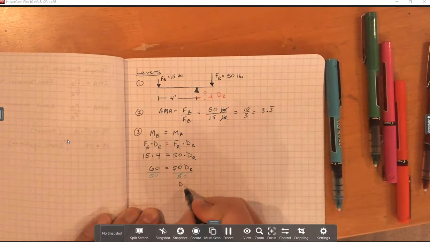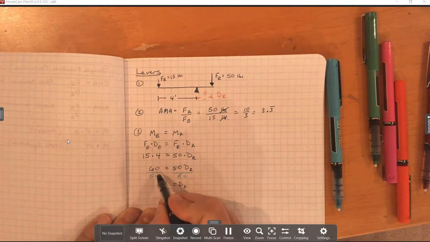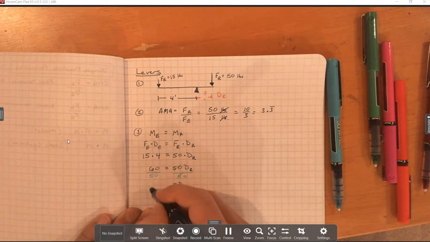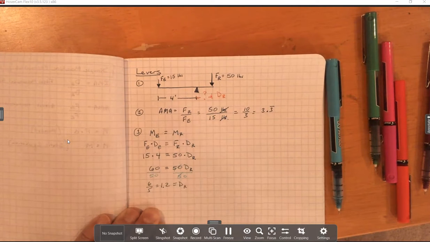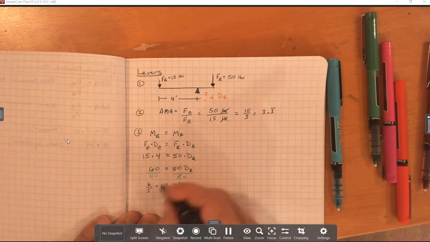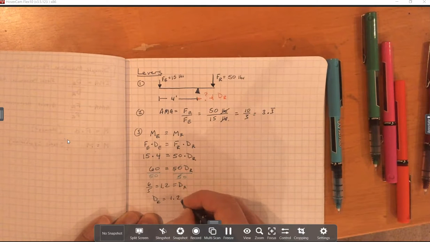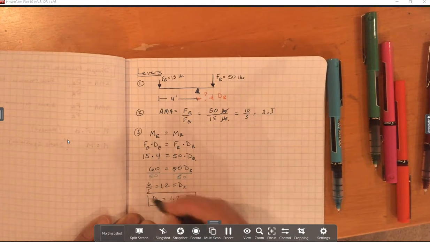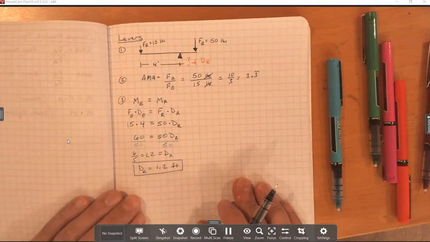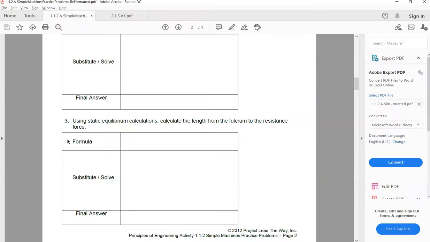And so the distance the resistance force was applied was 60 over 50, or 6/5, or that would be 1.2 feet. Since our other distance was in feet, this will be in feet as well, 1.2 feet. And that's a first class lever. Alright, moving on.